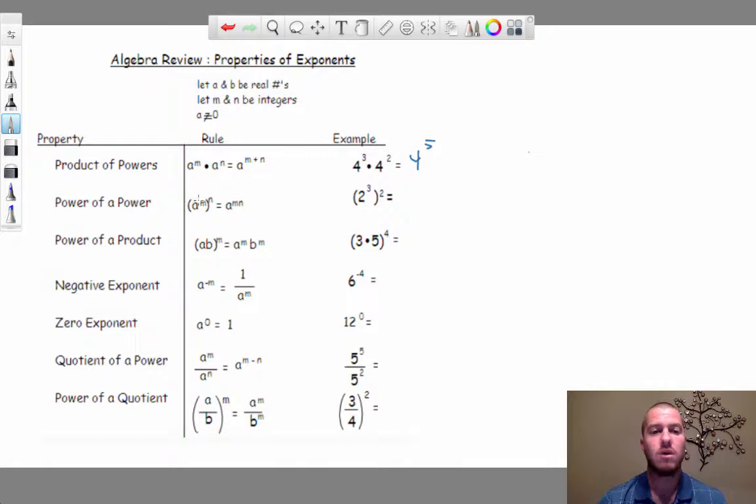Power of a power, which is where you have something with an exponent raised to another exponent, and you multiply the exponent. So 2 cubed raised to the second power becomes 2 raised to the sixth.